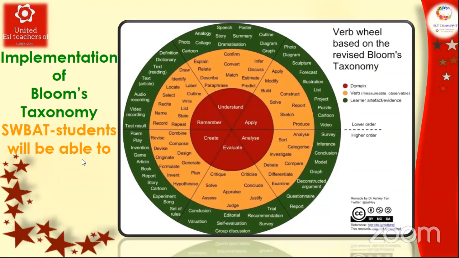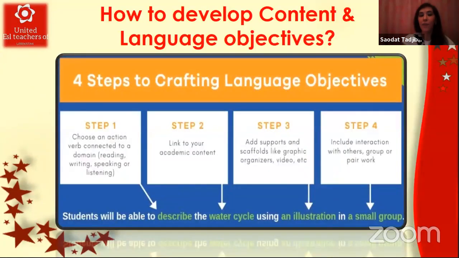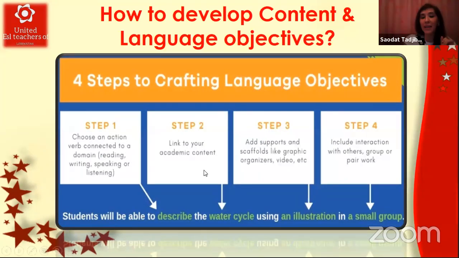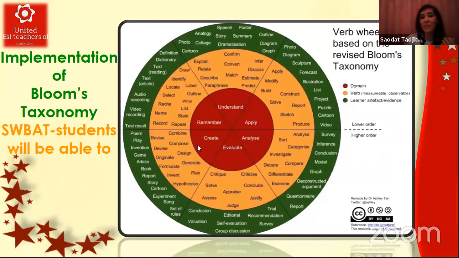Can you go for the next chart for 4 steps? First, you are choosing the verb from the taxonomy, okay? Then you will relate to your content. Then you will mention your activity, and then you will add the interaction type. Okay, it's better to go to Bloom's taxonomy now. Begin with students will be able to.